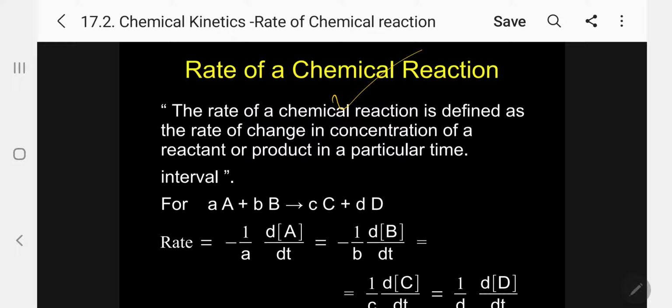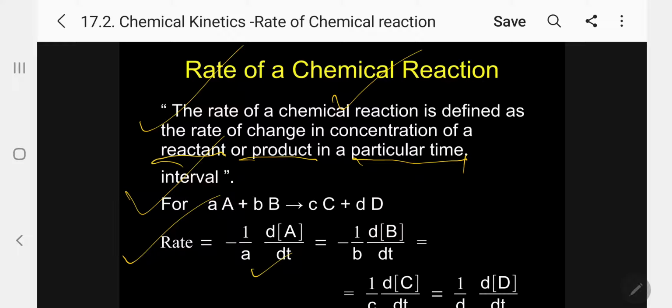The rate of a chemical reaction is defined as the rate of change in concentration of a reactant or product in a particular time interval. Let me repeat again. The rate of a chemical reaction is defined as the rate of change in concentration of a reactant or product in a particular time interval. For example, in the reaction A + B → C + D, I can represent the rate of a chemical reaction like this. Kindly follow.